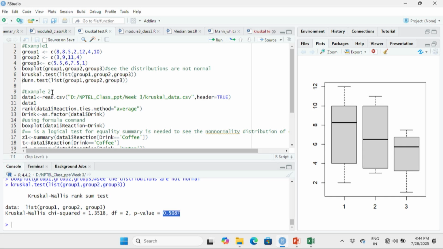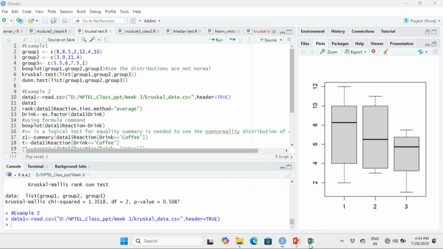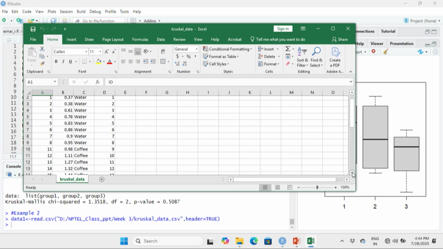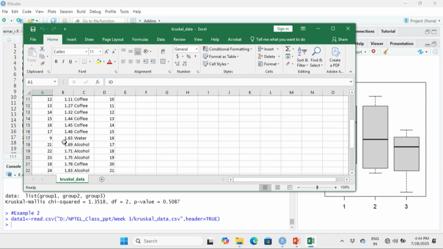Example 2, we are talking about data 1. The CSV file looks like that. You can see that ID means the number of observations, the number of people under the scanner, and the reaction time of the certain drug when it is consumed with water, when it is consumed with coffee, and when it is consumed with alcohol. Alcohol is right down here.